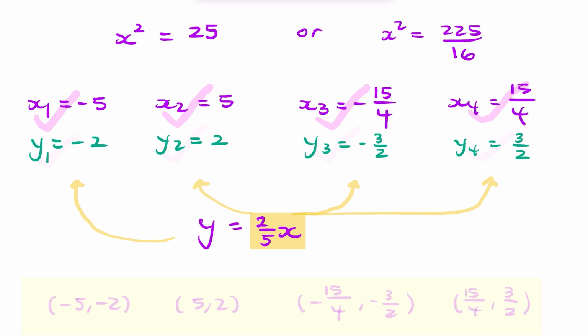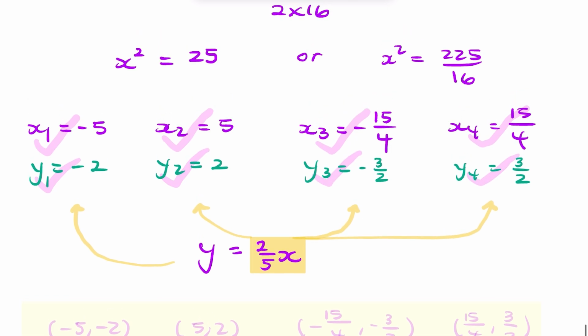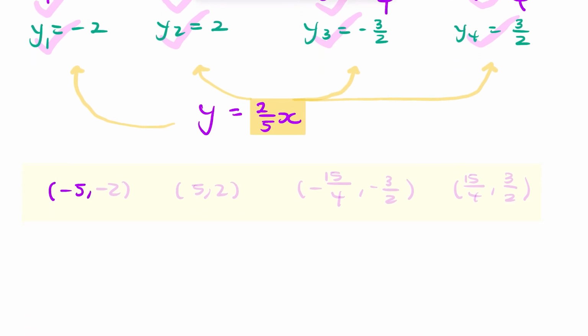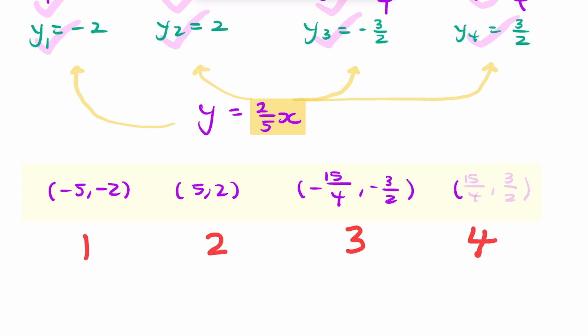So now we have our 4 x coordinates and our 4 y coordinates. So these are the coordinates of the stationary points. So there are 4 of them. The question doesn't ask us to find the nature of these stationary points, whether they're minima or maxima or inflection points. It just asks for the coordinates. So that now is our final answer.